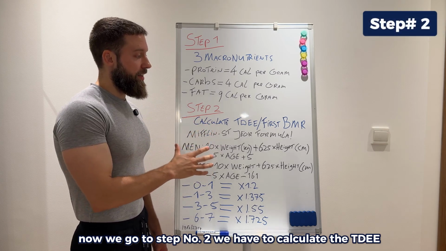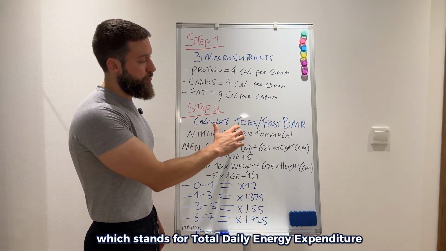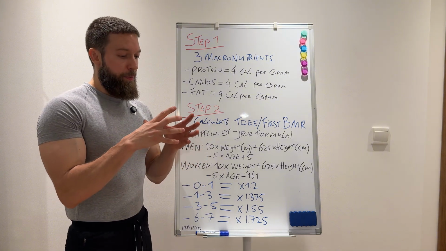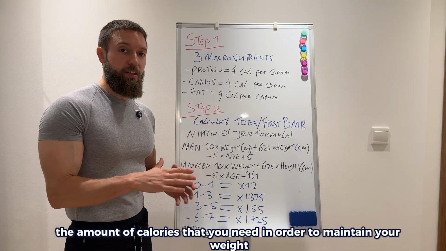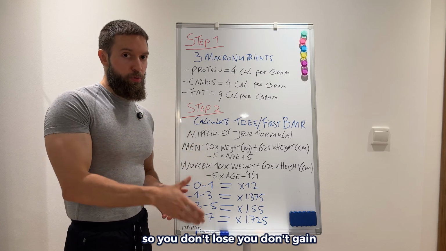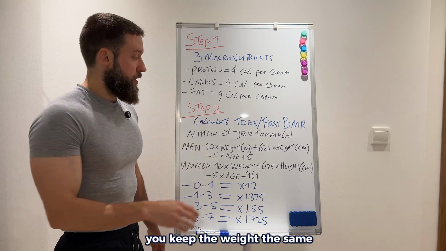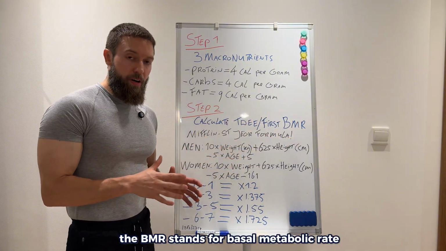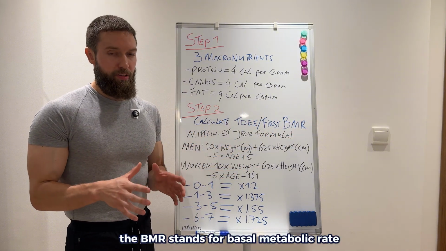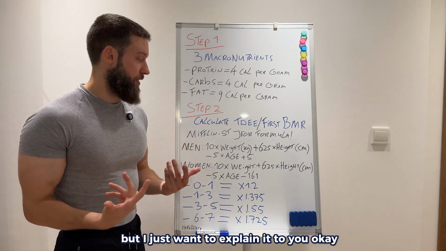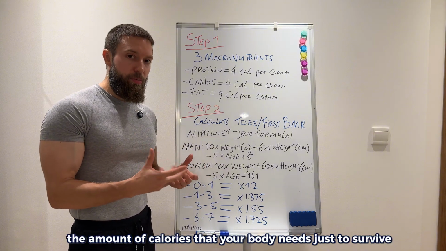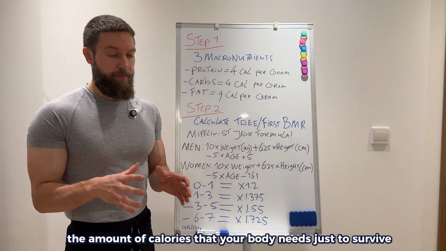We have to calculate the TDEE, which stands for Total Daily Energy Expenditure. So basically it means the amount of calories that you need in order to maintain your weight. So you don't lose, you don't gain, you keep the weight the same. But to calculate this, we first have to calculate the BMR. The BMR stands for basal metabolic rate. You don't have to know this, but I just want to explain it to you. The basal metabolic rate is actually the amount of calories that your body needs just to survive.